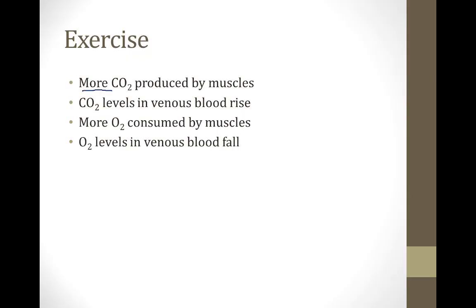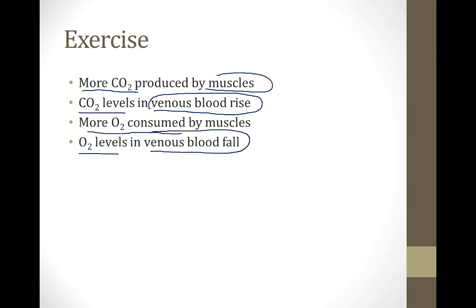So when you exercise, more carbon dioxide is produced by your muscles. This means that the CO2 levels in the venous blood are going to rise, not the arterial blood. That stays normal. We'll talk about that in a minute. In addition, your muscles are going to consume more oxygen. This means the oxygen level in the venous blood is going to fall. Again, we're talking about the venous system, not the arterial system. The O2 level in the arterial system stays normal. We'll talk about that in a second.